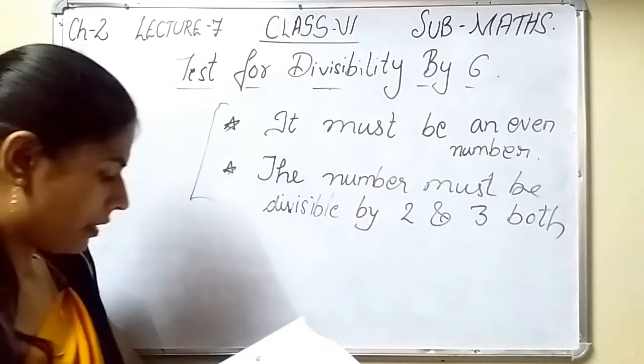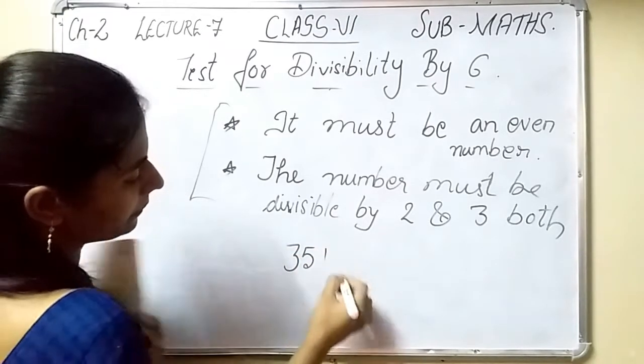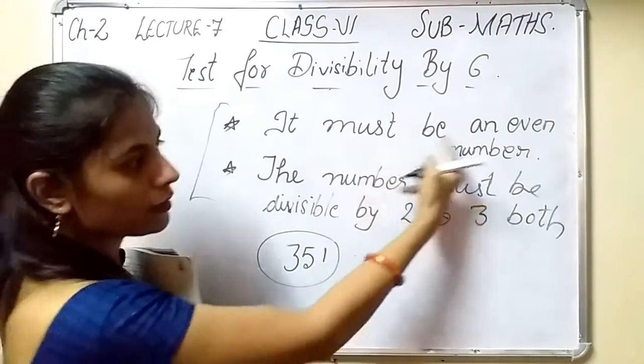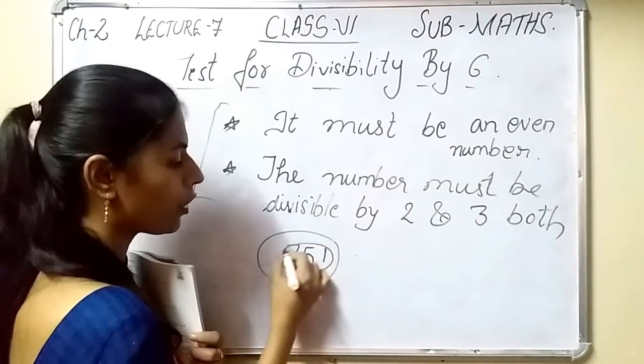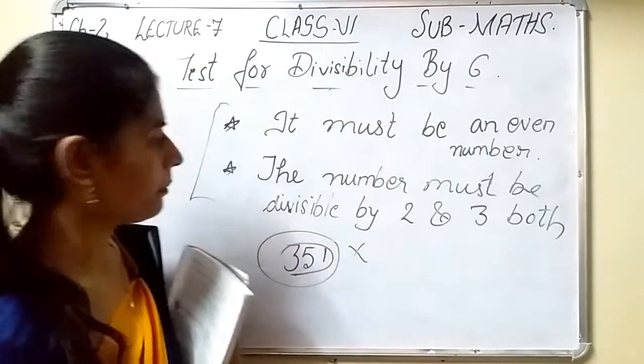Just suppose a number is given to you, 351. First of all apply your first point here. It must be an even number. 351 is not an even number. It means it is not divisible by 6.